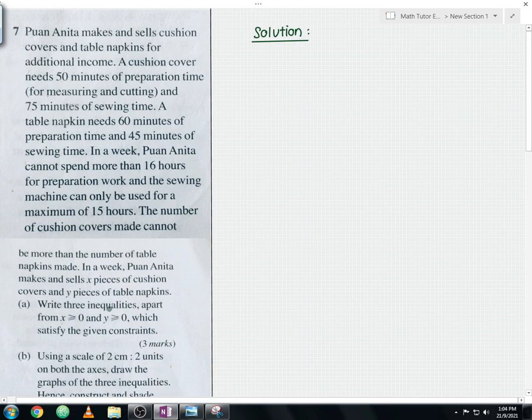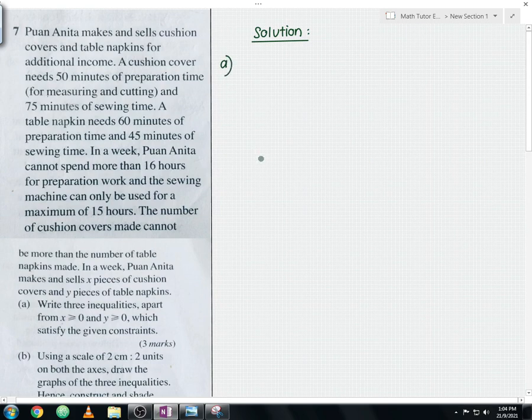Before proceeding to find the 3 inequalities which satisfy the constraints, it is important for us to gather as much information as possible from these long statements. Okay, as you can see from this question, they did not give the constraints directly. So you need to read and identify where the constraints are in this long statement. Okay, so from here, we will convert this long statement into a simplified version. So how are we going to simplify it? Okay, let me guide you for this question.